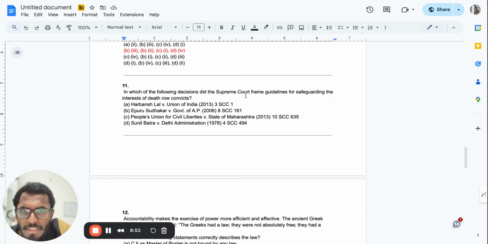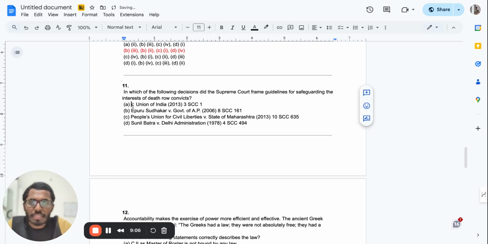In which of the following did the Supreme Court frame guidelines for the interest of the death row convicts? So over here, if you try to highlight one by one, there's a small glitch over it. It's basically Shatrughan Chauhan. I've just made a small mistake over here while I was typing.